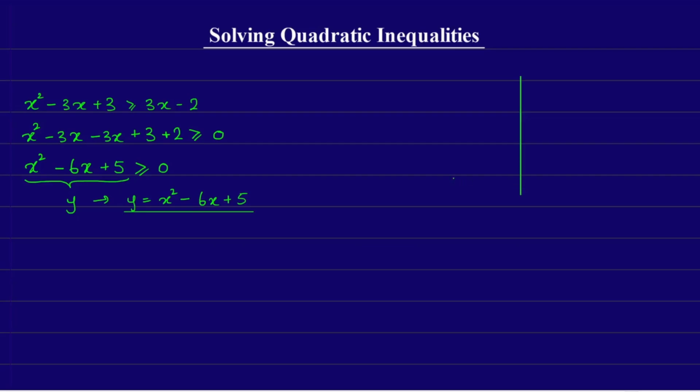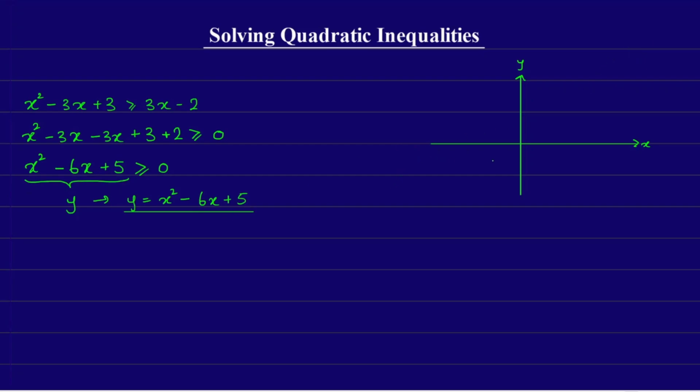So I'm going to draw the y-axis and the x-axis. This is x, this is y. And since the coefficient of x squared is positive, we know that this curve is going to have a minimum, not a maximum. Therefore, it's going to be like this. The shape is going to be something like this.